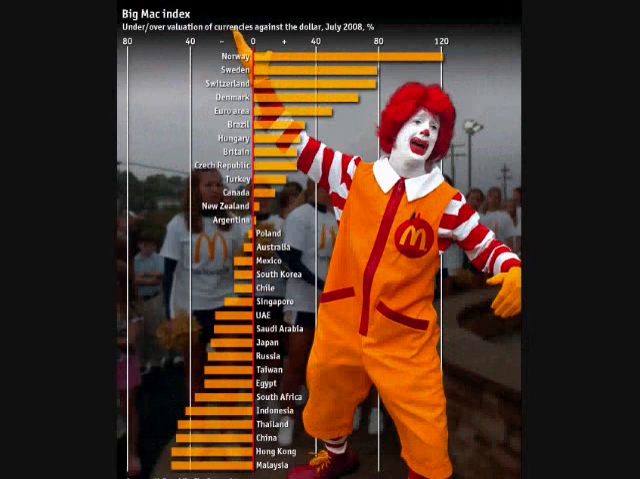There are several variations of the purchasing power parity, including the Big Mac Index. Instead of a basket of goods, the Big Mac Index compares the price of a Big Mac from country to country as an indicator of the level of cost per country.